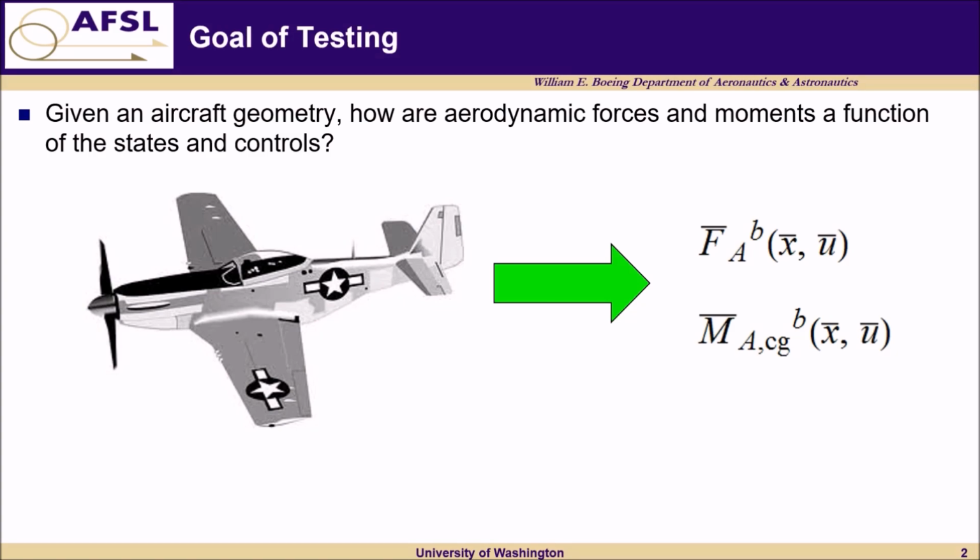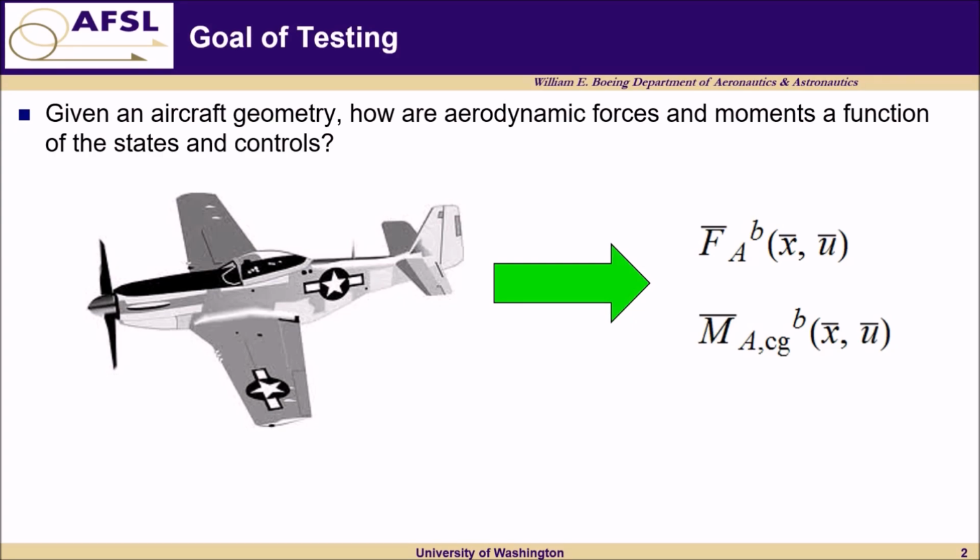So, the states could be things, again, like angle of attack, angle of sideslip, dynamic pressure, Mach number, etc. And the controls could be all kinds of different things like the ailerons, the elevators, the flaps, etc. So you can see that it's a fairly complicated process with a lot of different variables being measured and a lot of different variables being changed.